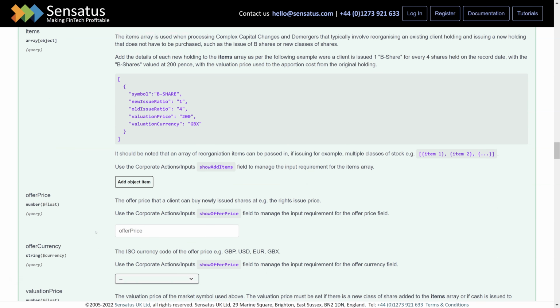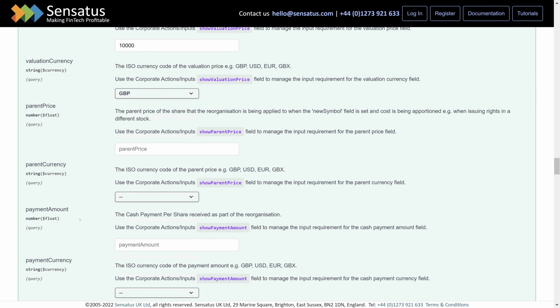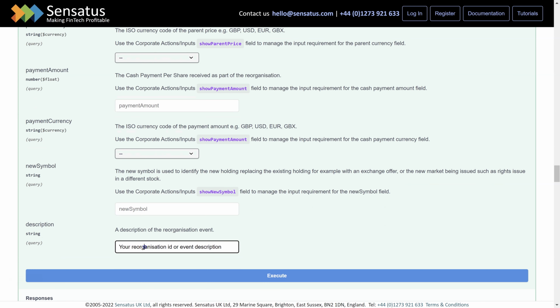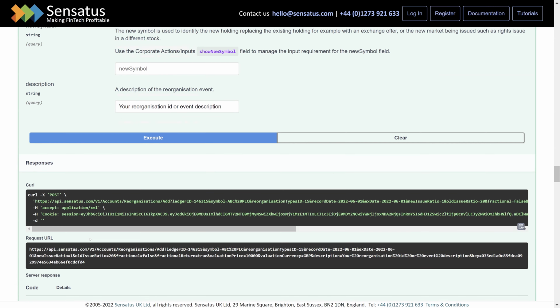Set the valuation price to £10,000 per share, as cost has to be apportioned to the fractional entitlement. Add a description and leave the remaining fields at their default value. Use the returned reorganisation ID should you need to delete it.